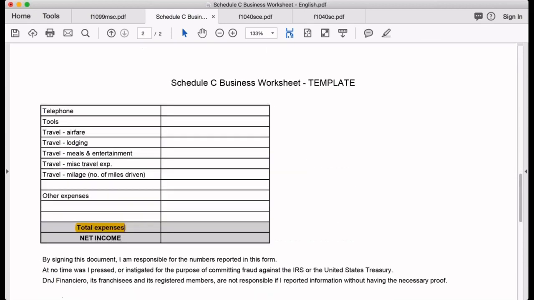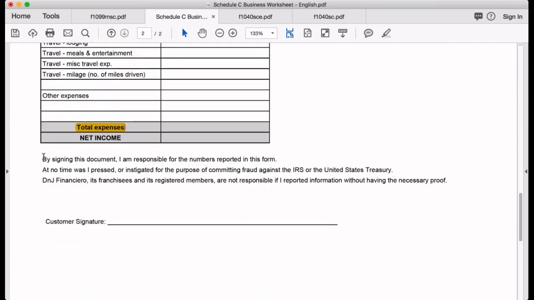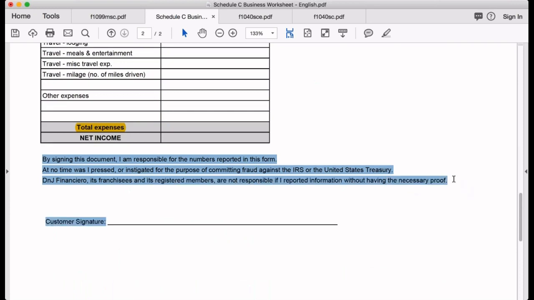So at the end of the template, you're going to see a very important message. The customer is signing this, and it says that by signing this document, I am responsible for the numbers reported on the form. At no time was I pressured or instigated for the purposes of committing fraud against the IRS or the United States Treasury. D&J Financiero, its franchises, and its registered members are not responsible if I reported information without having the necessary proof. Who's going to sign this?